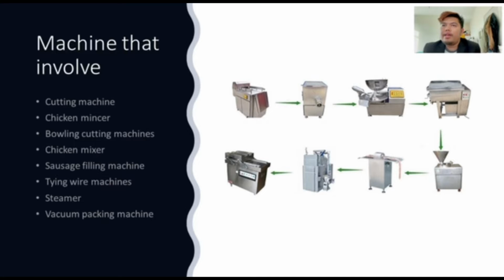Next, the machines that are involved. There are several machines involved in sausage production. First, cutting machine. Second, chicken mincer. Third, boiling cutting machine. Next, chicken mixer. Fifth, sausage filling machine, tying wire machine, steamer, and vacuum packing machine.